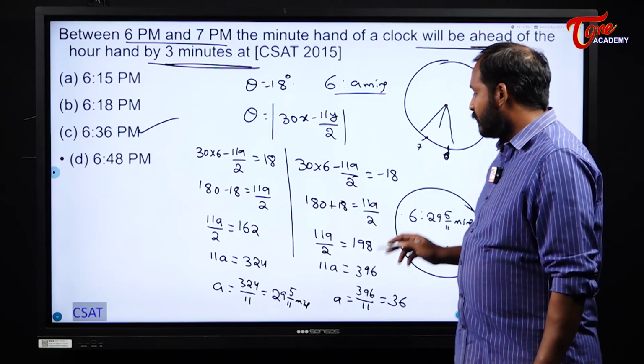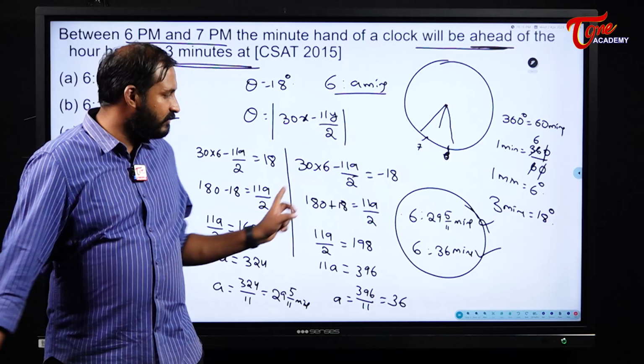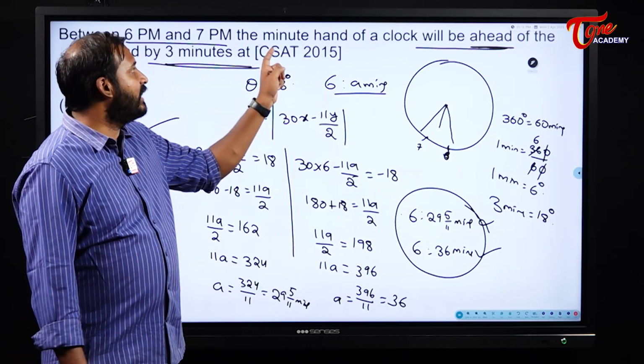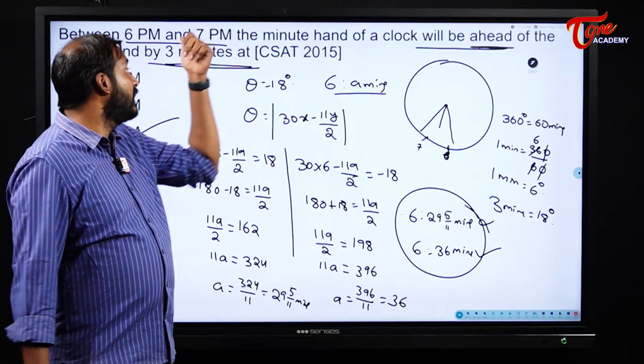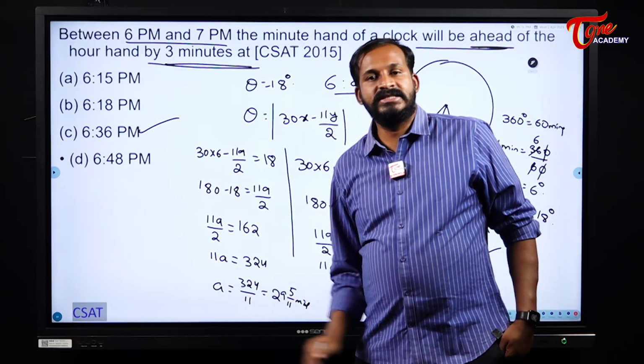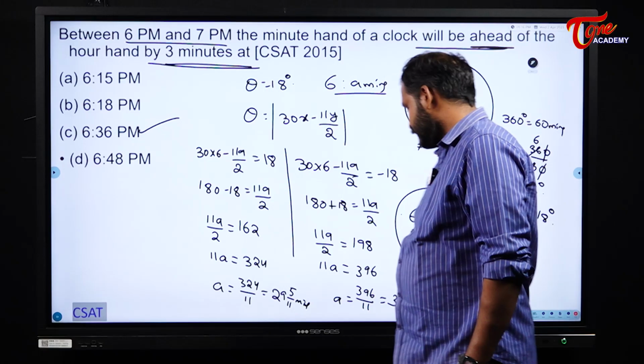Understood? Both the values are correct. 18 degrees apart means both are correct actually. But in the question we have one more clause. What is it? My minute hand should be ahead of my hour hand. So in which case will it be ahead of my hour hand? At 6:36 it will be ahead of my hour hand. Understood? Right. Next one.